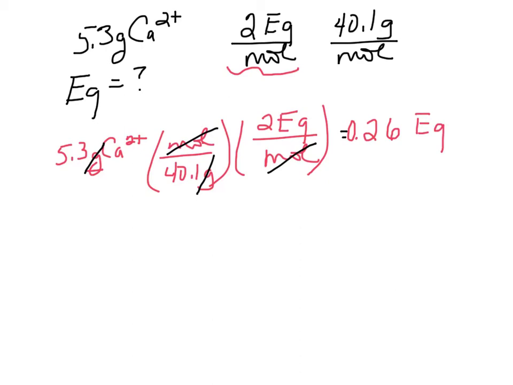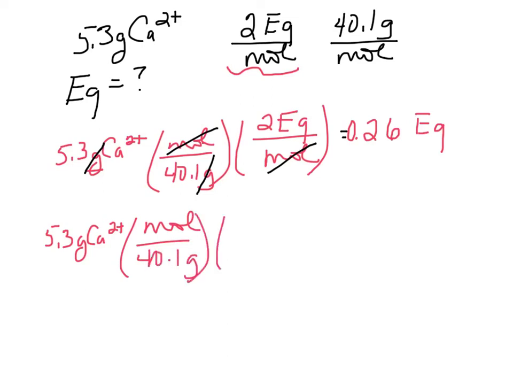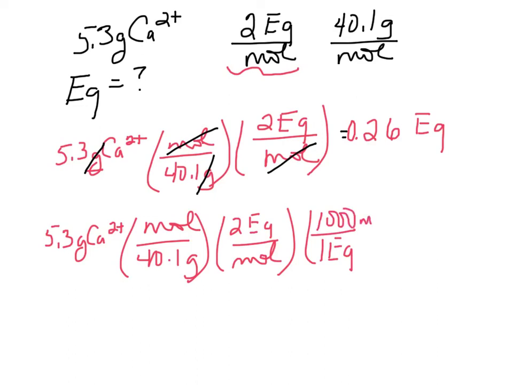Now if I wanted to, maybe it would ask me about milliequivalents. I could take this one step further. So if it was giving me the grams of calcium and asking me to go to milliequivalents, just to show you can do all of it in one process here, we can start with the same thing that we did before. 2 equivalents is per mole, and then I know that 1 equivalent is equal to 1,000 milliequivalents, because milli means 1,000 no matter whether it's millimeters, milligrams, or milliequivalents, it still means 1,000.